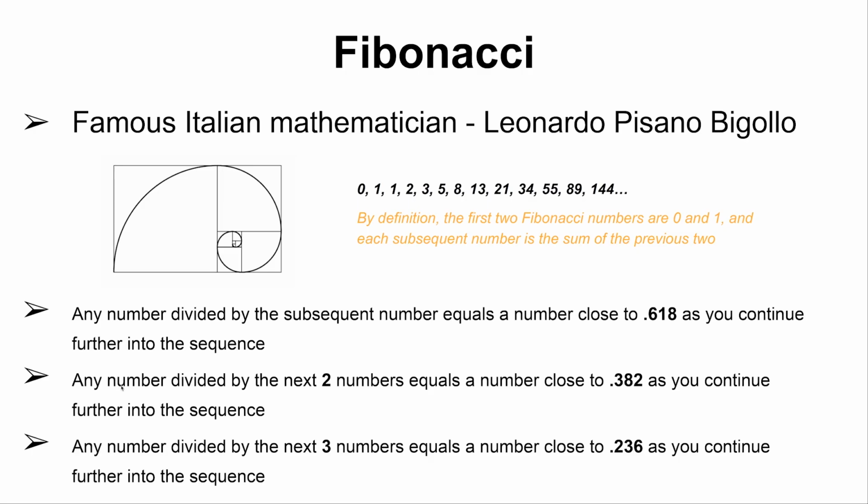Now, if we're going to be using any number divided by the next two numbers, in this case, let's just say we did 3 divided by 8, or we did 8 divided by 21, your answer is going to be close to this 0.382. And if we move out to 3 numbers, so 3 divided by 13, 13 divided by 55, etc., if we were going to go out into the sequence, it's going to be close to this 0.236.